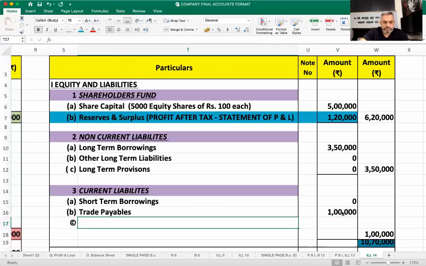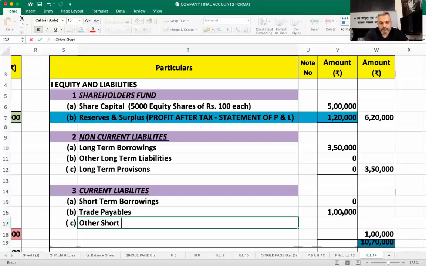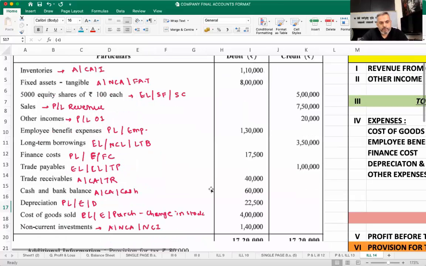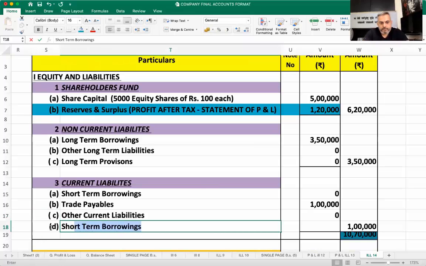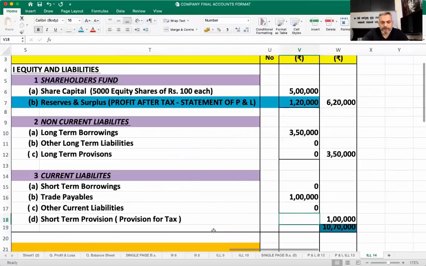Then C, other current liabilities. I don't think so. We don't have other current liabilities, but we have short-term provision. So D, short-term provision. In this, we will write provision for tax. In the textbook, you just correct it. So how much is the provision for tax over here? 80,000. So I'll write over here 80,000.